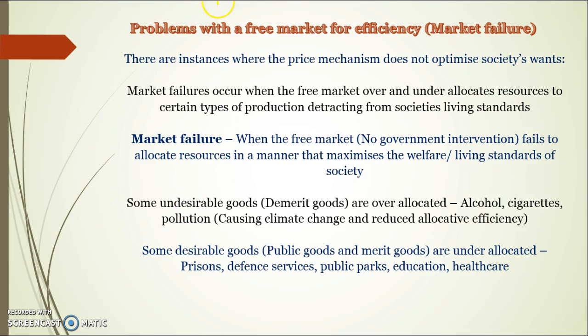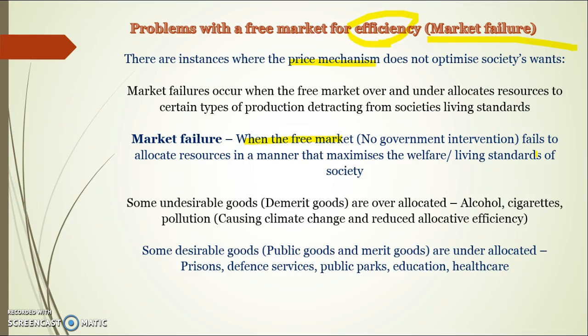Unfortunately though, the market is not always good for efficiency, and that's when market failures come in. So there's instances where the price mechanism or demand and supply do not optimise society's wants. Market failures occur when the free market over or under allocates resources to certain types of production which detract from society's living standards. So market failure is when the free market, with no government intervention, fails to allocate resources in a manner that maximises the welfare or living standards of society.